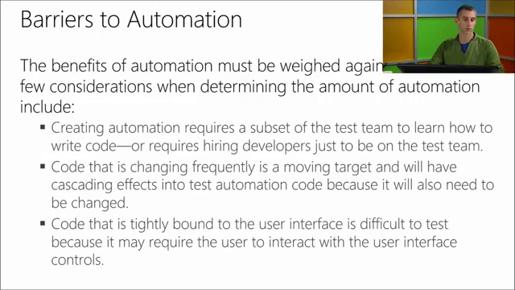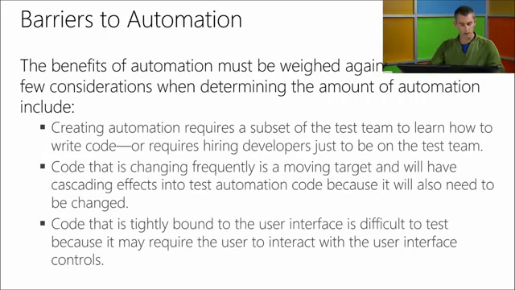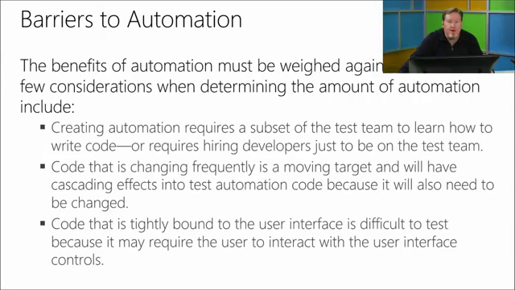Also, like we mentioned in the previous slide, if you've got code that's changing frequently, you're just shooting for a moving target. It's going to be really hard. What about code that's bound to the UI? Right. There are tools to do that. You've got the coded UI tests you can do. And that's built right into Visual Studio. All right. Great.